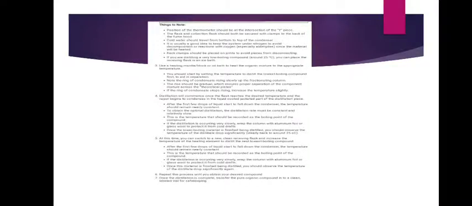Cold water should travel from bottom to top of the condenser. These are the notes.